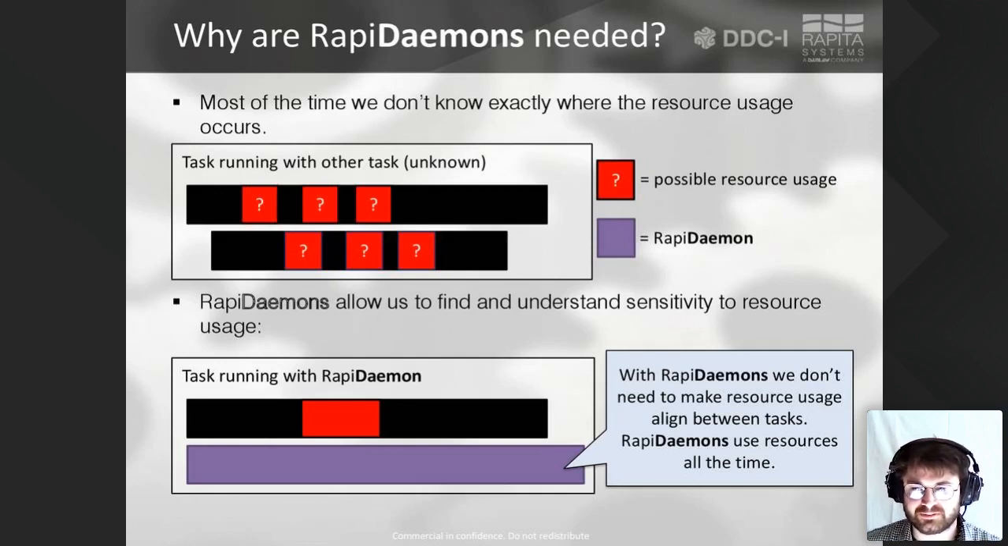So to completely get rid of this problem, we use what we call RapiDaemons. They are very, very carefully designed pieces of code which will generate very, very intensive accesses to a particular resource, and they will do this all the time. So in this case, we don't need to worry about alignment if we are running a RapiDaemon on one core and the tasks that we are currently investigating on the other core, because we're using the resource all the time. We are always going to be triggering the worst case scenario for that particular resource.